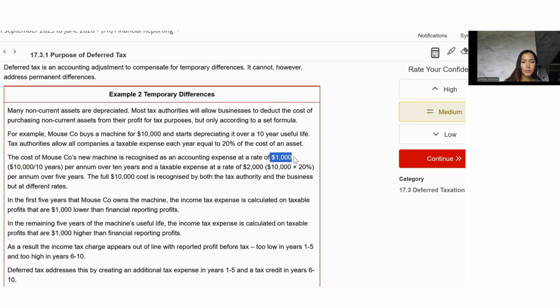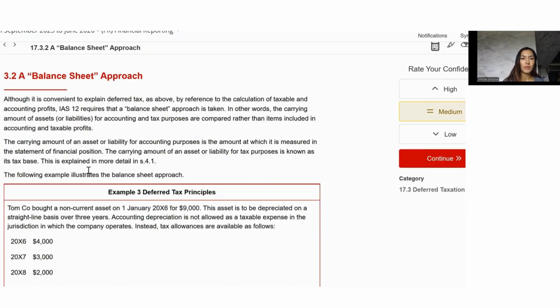Deferred tax addresses this by creating additional tax expense in the years 1 to 5, and tax credits in the years 6 to 10. So in order to smooth the results, right, it creates additional tax, deferred tax, for the first years from 1 to 5, and it decreases the tax in the years 6 to 10. Okay, this is the purpose of deferred tax.